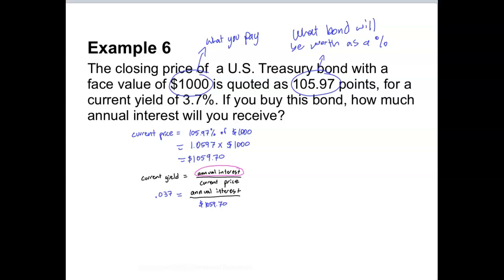And now I just want to solve for annual interest. So I'm just going to multiply both sides by that 1,059.70. That'll cancel those here, and that'll leave me just with what my annual interest is. Popping that into your calculator, 1,059.70 times 0.037 is 39.21. So annually, you're going to earn $39.21 a year.